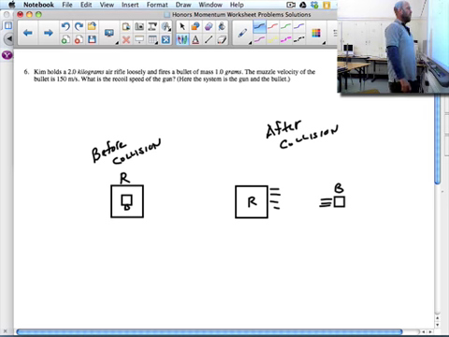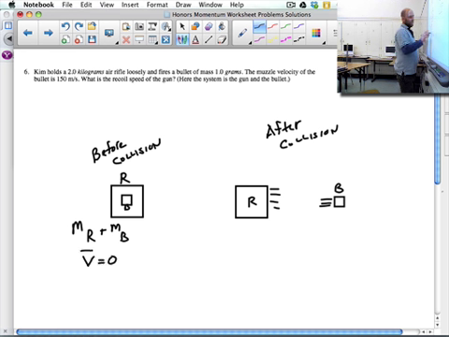Okay? And before the collision, we have the mass of the rifle plus the mass of the bullet together, adding up because it's all one object. But since the velocity is 0, therefore the momentum is 0. So the momentum is 0 before the collision.